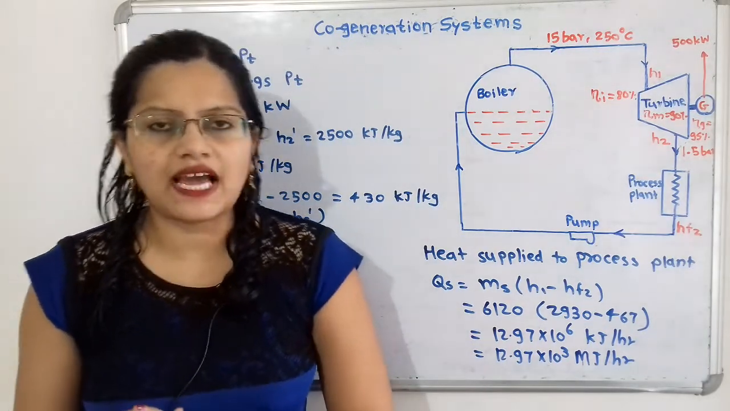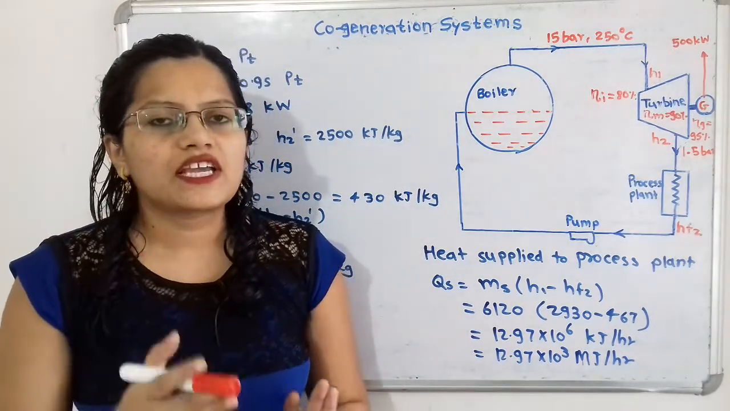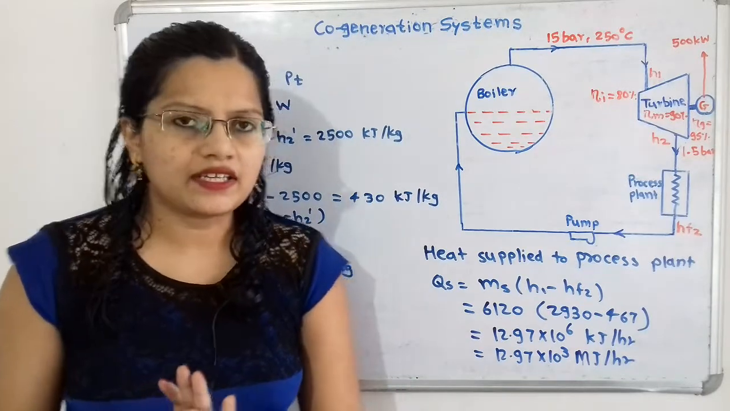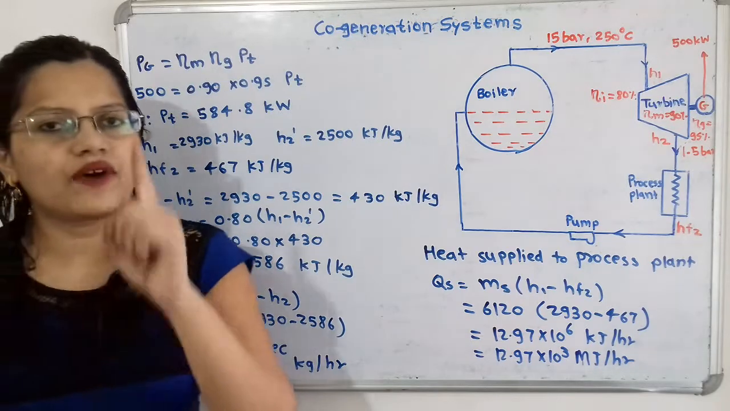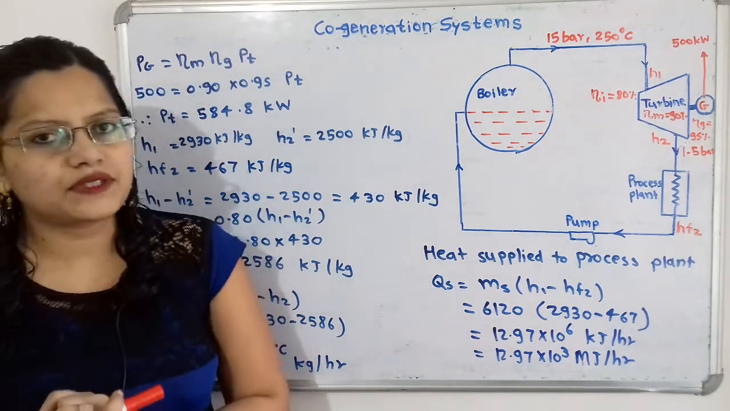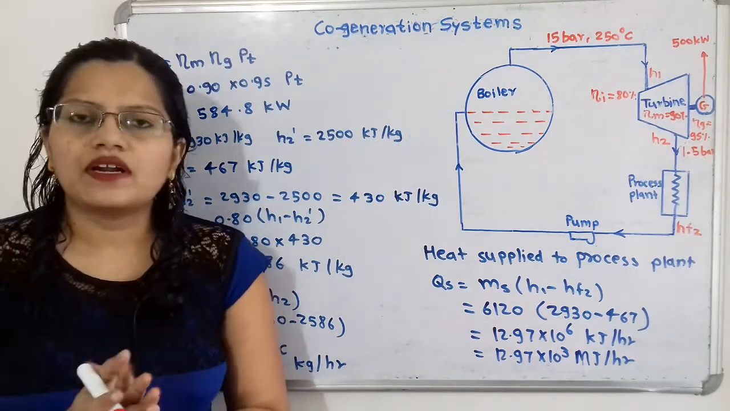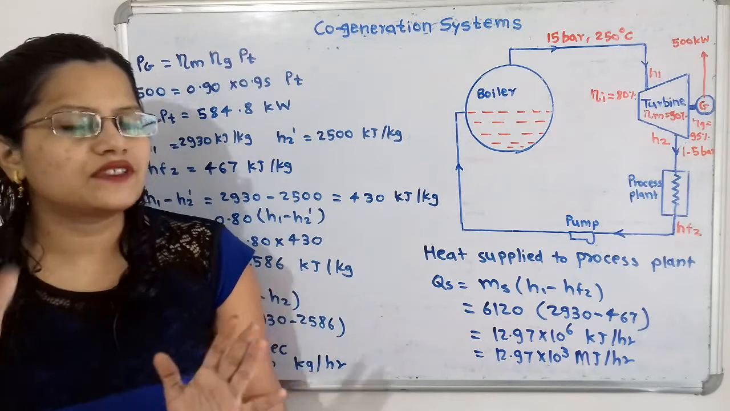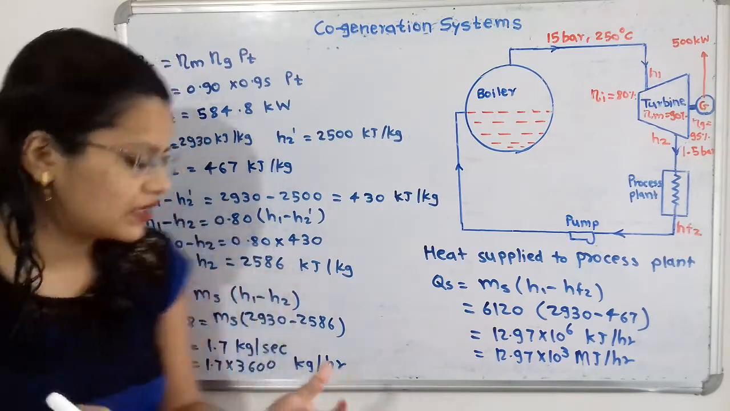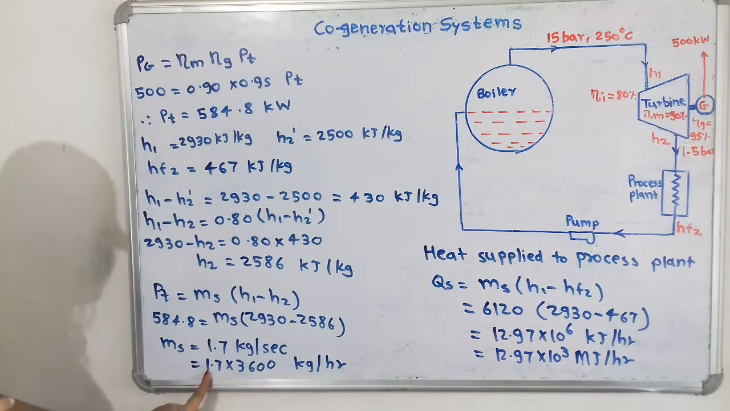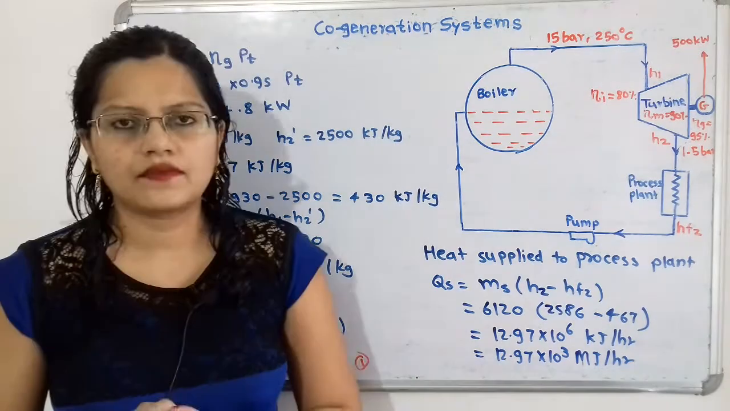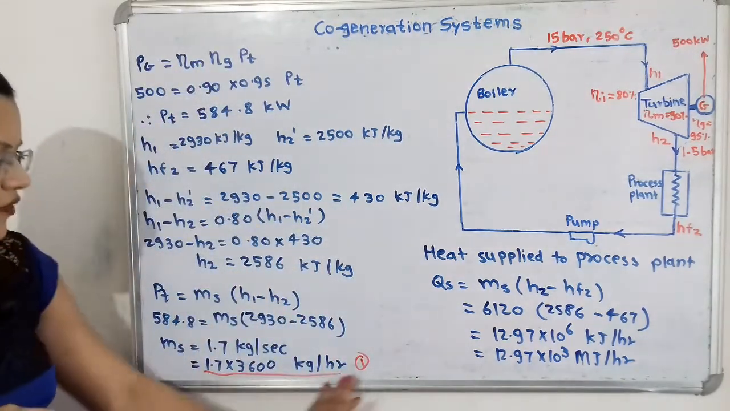But the question is that we have to find out in kilogram per hour. This is the amount of steam supplied in 1 second. So in 1 hour, how much steam is supplied? In 1 hour there are a total of 3600 seconds. So we have to multiply this by 3600. Then we will get the answer 1.7 into 3600 kilogram per hour. This is the answer of the first question.